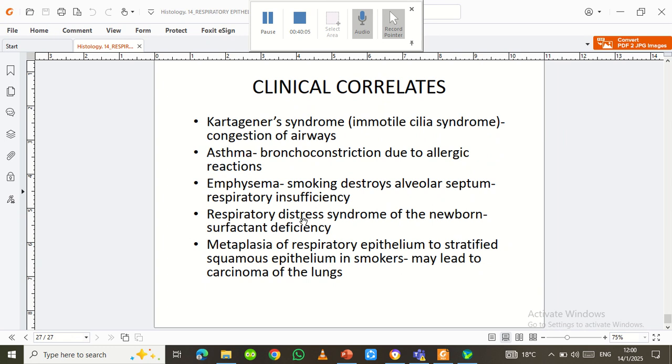And then we have this one that is very important, metaplasia of the respiratory epithelia to stratified squamous epithelia in smokers, right, may lead to carcinoma of the lungs. So a patient who is a cigarette smoker is more likely to have his respiratory epithelia undergoing metaplasia, changing from pseudostratified columnar to non-keratinized stratified squamous epithelium.